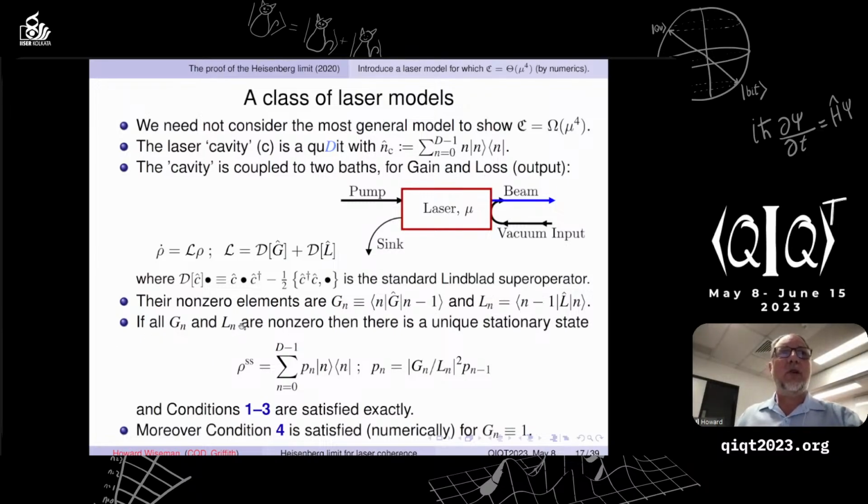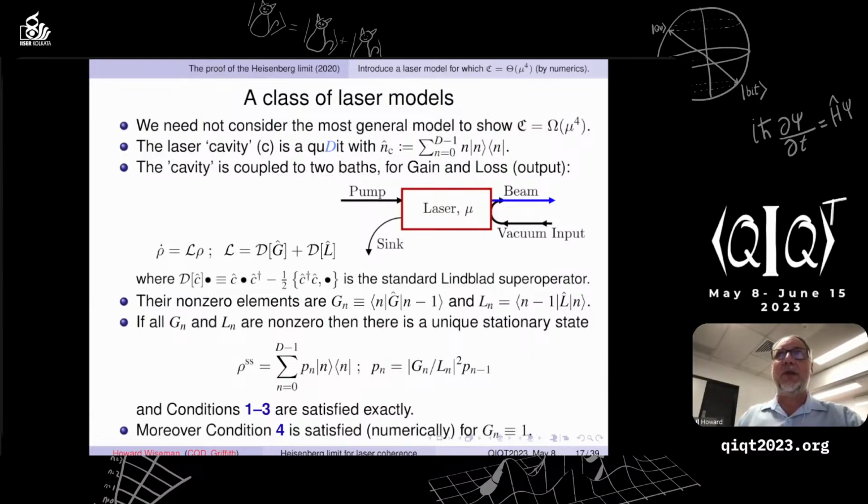So it turns out that as long as all these elements are non-zero, then there's a unique steady state, which is given by this recursion relation. And then we can prove that this model, by definition, satisfies conditions 1 to 3 exactly. Okay, so we don't need to say any more about that. Condition 4 is trickier, but what we find numerically, that's the one to do with the Glauber coherence functions, is that we can satisfy that by a very simple choice for the gain operator of 1, right? Which just means that essentially the amplitude to go up from one photon number to the next photon number is totally independent of what number you are in at the present time. That makes sense. So that's a particular assumption.